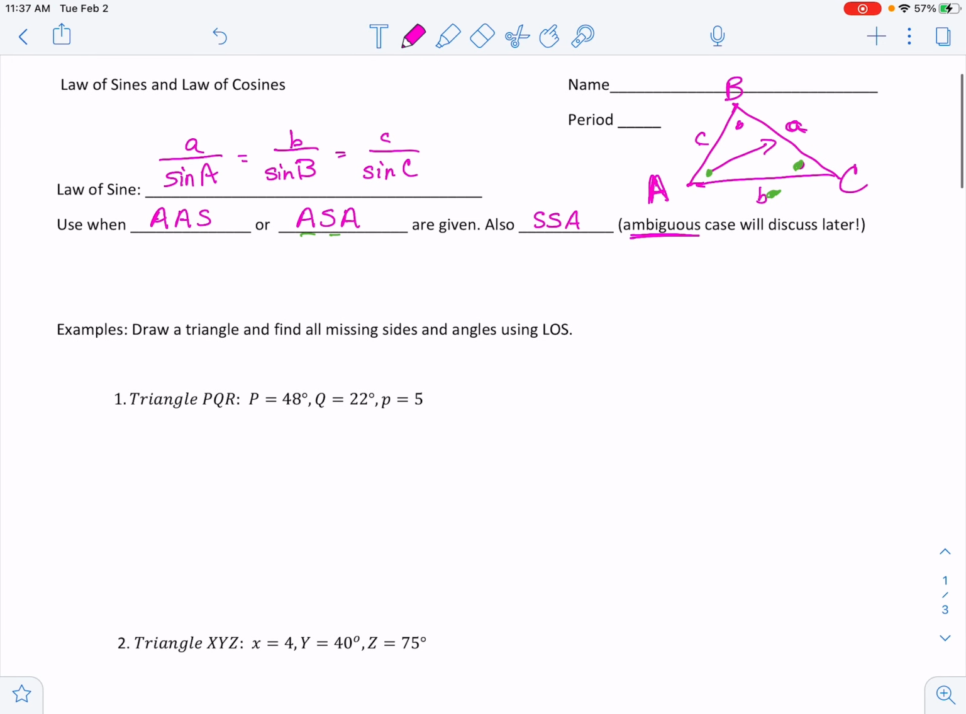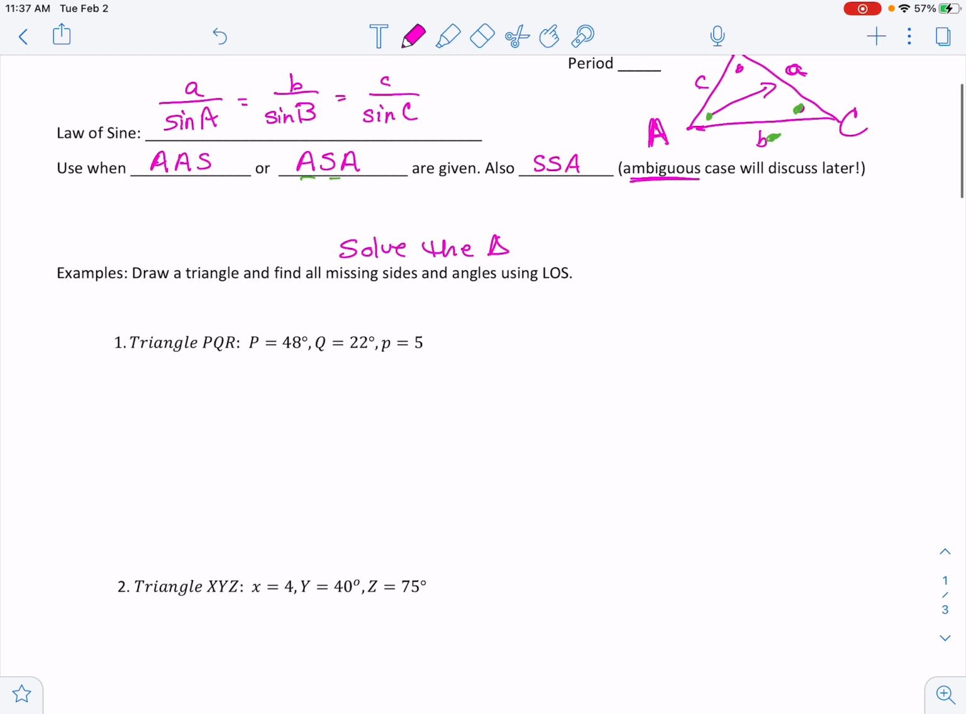Alrighty, so the goal is, usually we say solve the triangle. Solve the triangle. That means find all sides and all angles. So what I like to do is give myself a chart over here. I have the triangle PQR. And I put all my angles here. P is 48, Q is 22. And then there are sides that are opposite them. And they told me P is 5. And then I just need to fill in the chart.